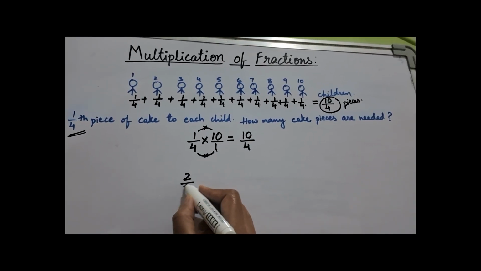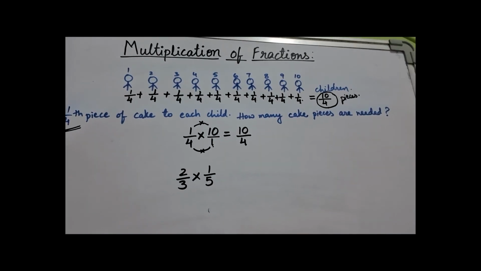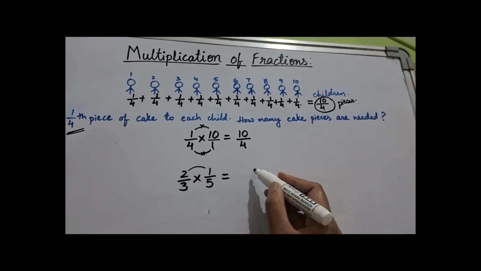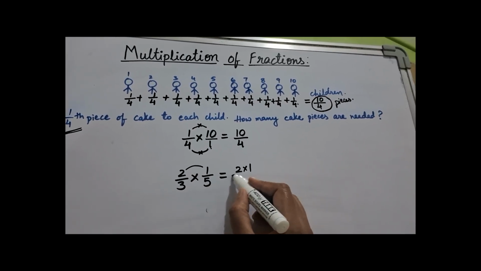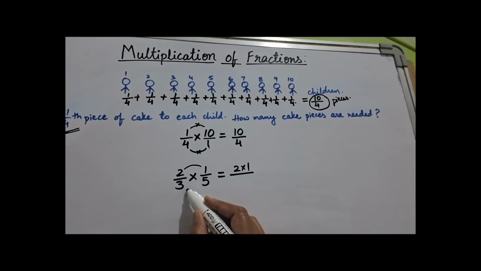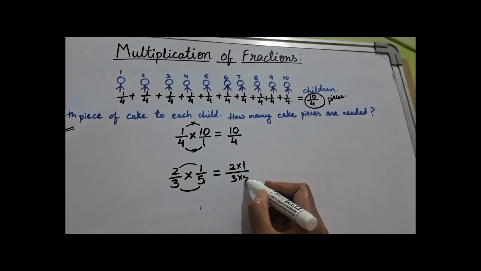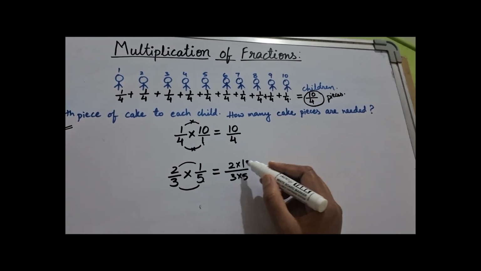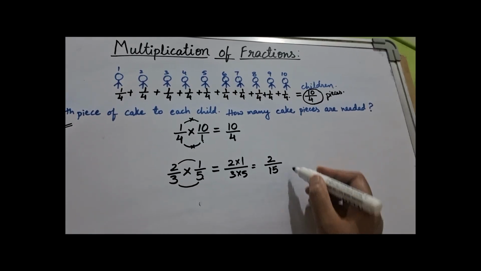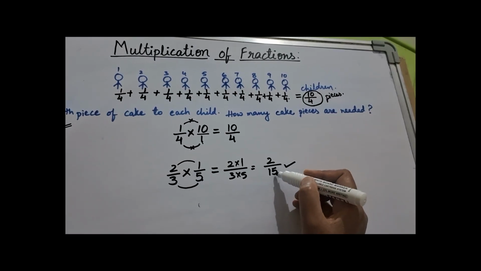For example, suppose 2 by 3 is multiplied by 1 by 5. Okay, children. So this can be equal to numerator into numerator, that is 2 into 1 will be in the numerator place, and this denominator multiplied with this denominator, two denominators are multiplied, 3 into 5. Okay, children. Then what we will get? 2 ones are 2, 3 fives are 15. This is the resultant fraction. 2 by 3 when multiplied by 1 by 5 we get 2 by 15.